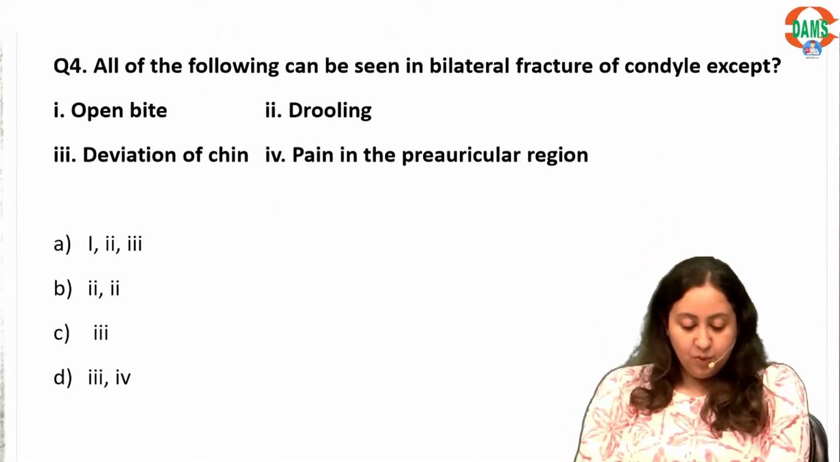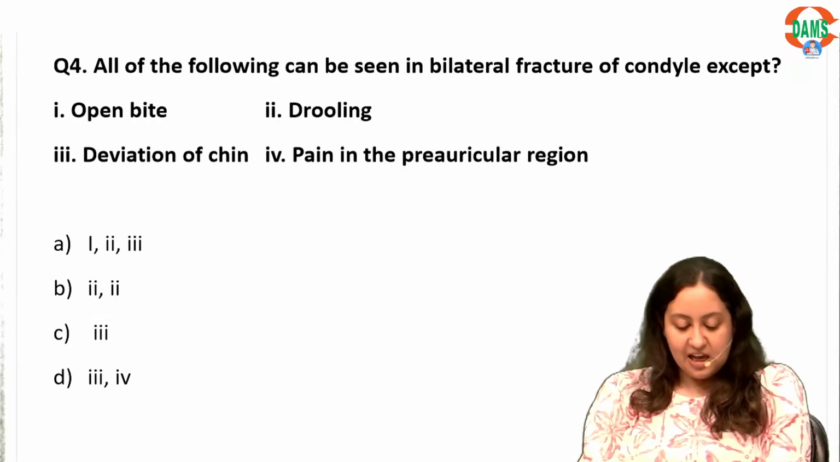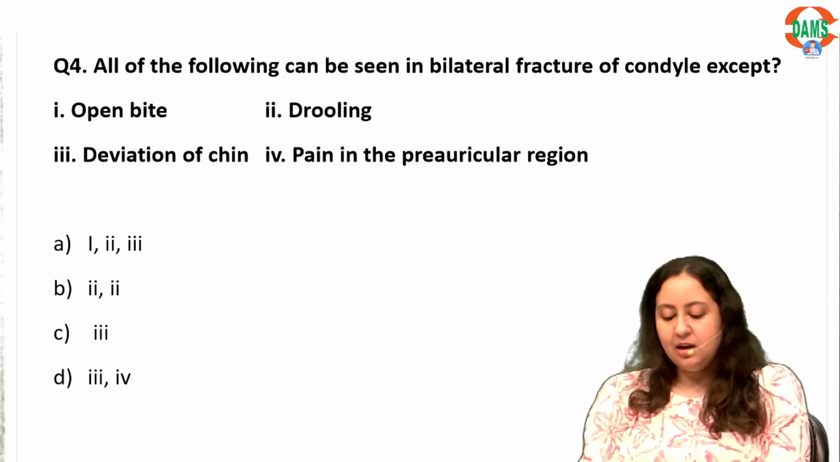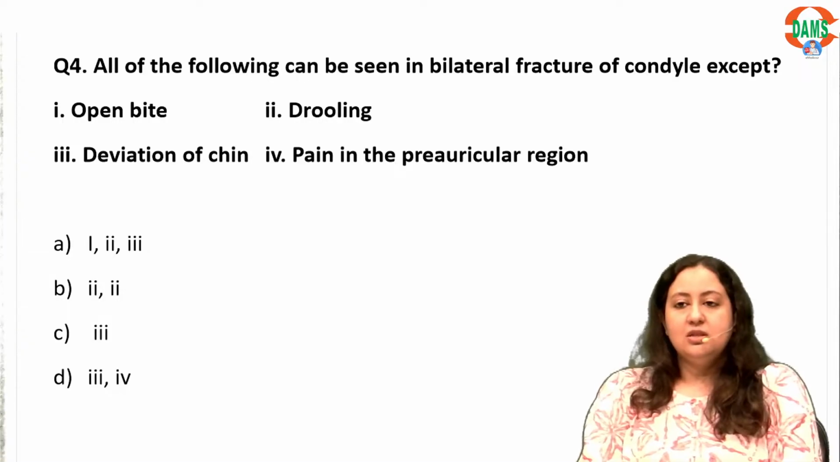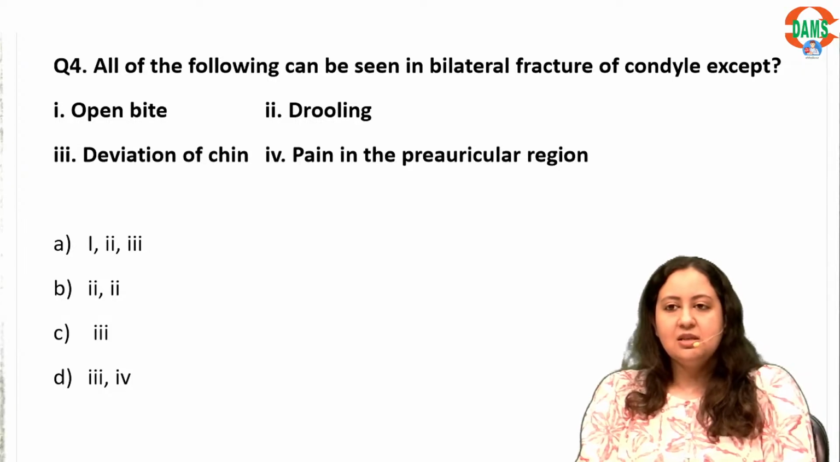Coming to question number 4, all of the following can be seen in bilateral fracture of condyle except open bite, drooling, deviation of chin, and pain in preauricular region. So this is a question where multiple options are correct. So please read carefully and answer.